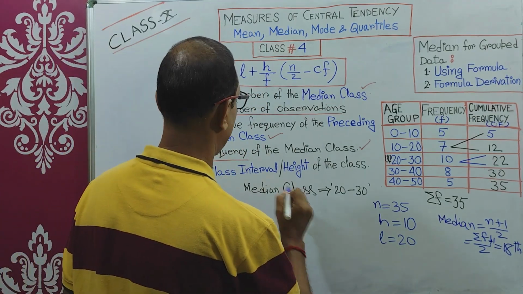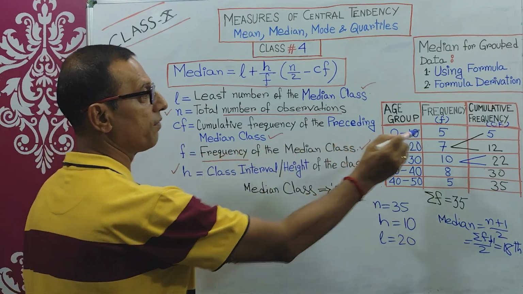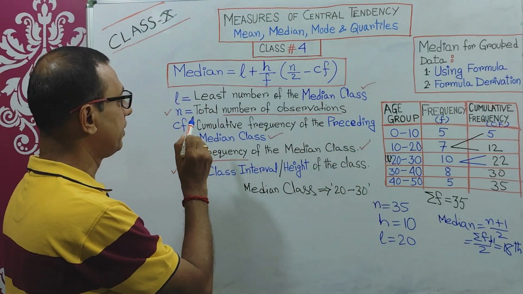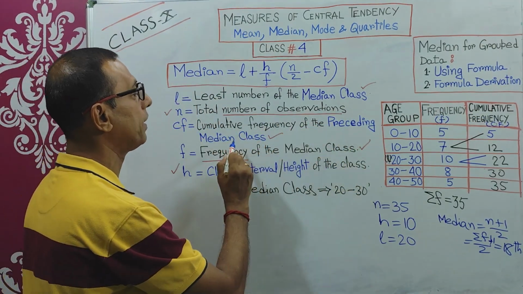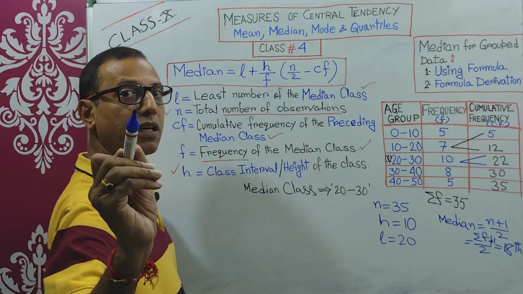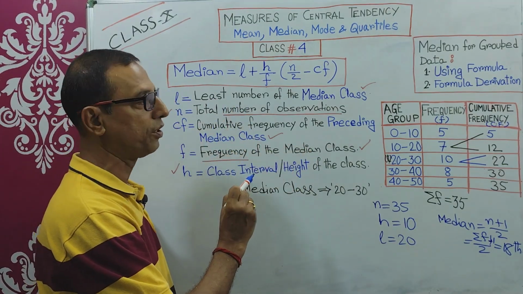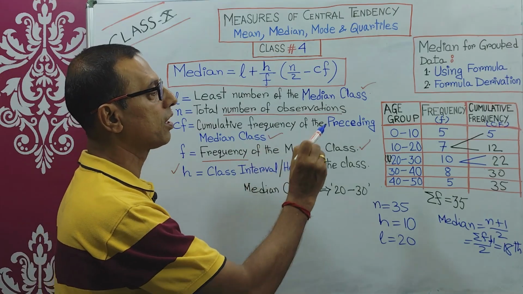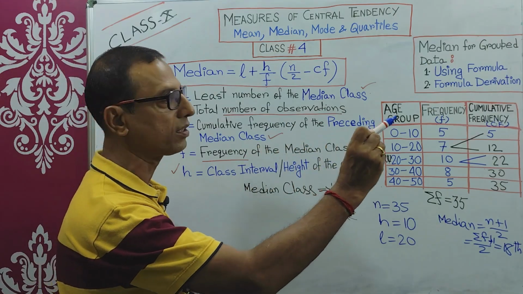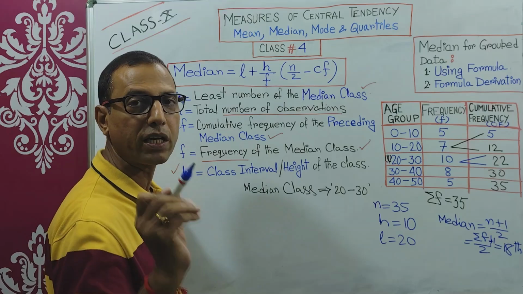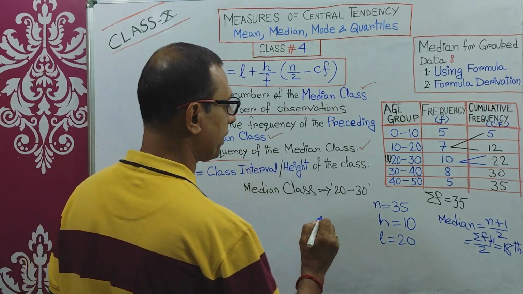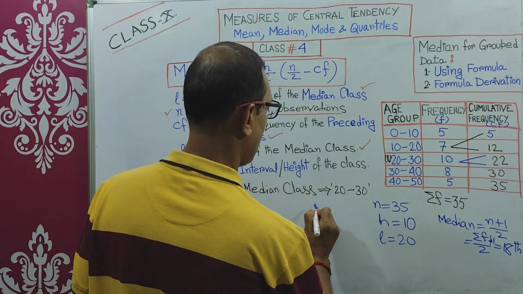Don't confuse this CF with the other CF. This CF is the cumulative frequency of the preceding median class. You need to determine the median class, then find the preceding median class and the respective cumulative frequency for that preceding class, right? Here CF equals 12.